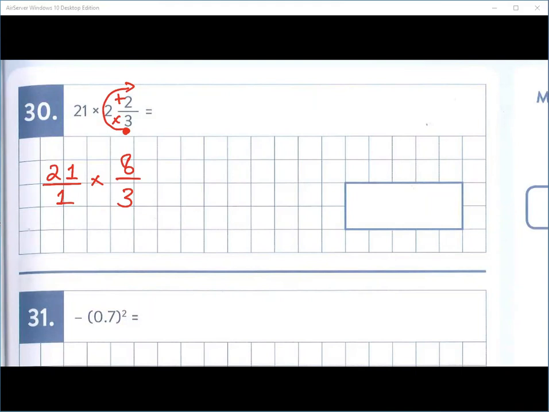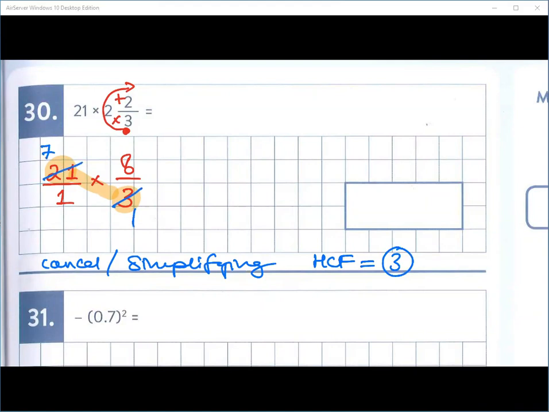What's the next step? You need to do it diagonally. Do what diagonally? Cancel. Cancel or simplify. Simplifying. So what we do, we look for the highest common factor when we cancel diagonally or vertically. And the highest common factor of 21 and 3 is? 7. Oh. You divide that by 3, you divide that by 3. Yeah? Are we happy with that? Mm-hmm. Good.